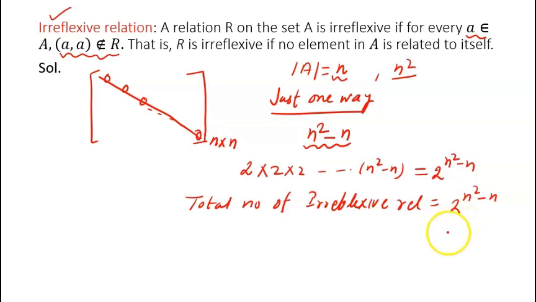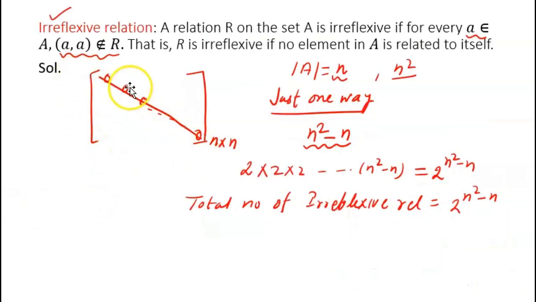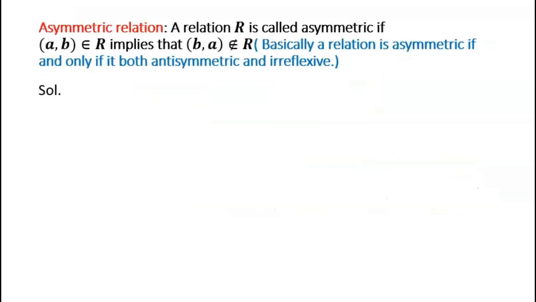I hope you have noted this point, that the total number of reflexive relations was 2 to the power n square minus n. So you see here we have proved that, and in case of reflexive relation, there was 1 along the main diagonal, all the elements were 1. In case of irreflexive relation, all the elements are 0, right? Whether the remaining elements are there or not there, that is not a matter of concern. It may be a 0, it may be 1, anything. So the number of irreflexive and reflexive relations are both equal to 2 to the power n square minus n.